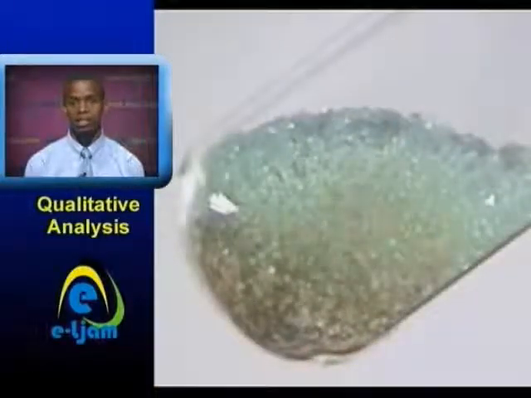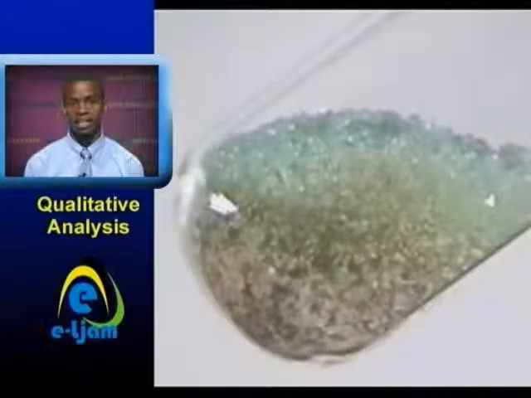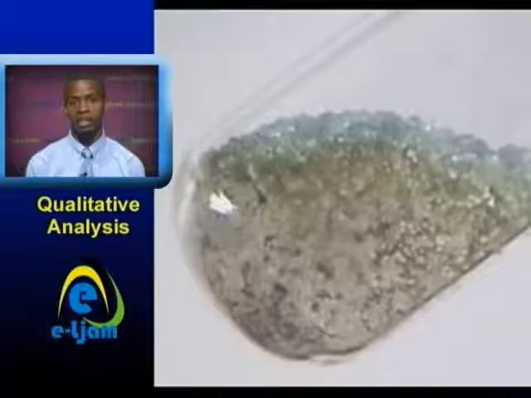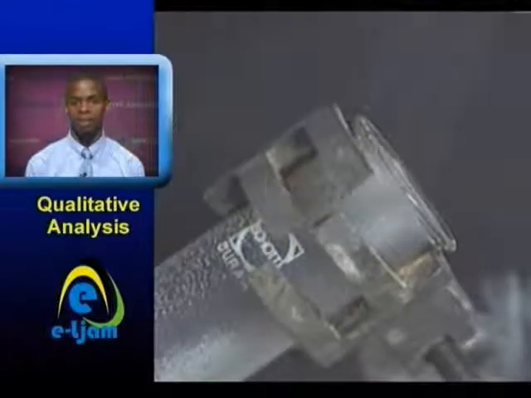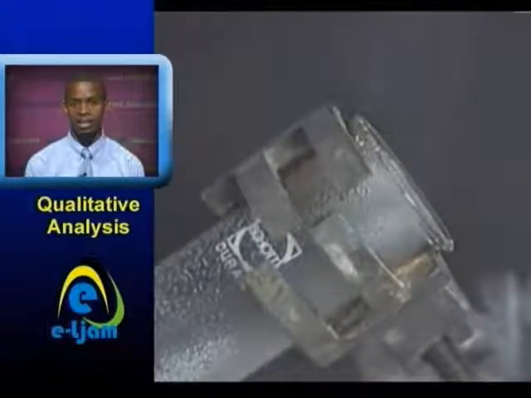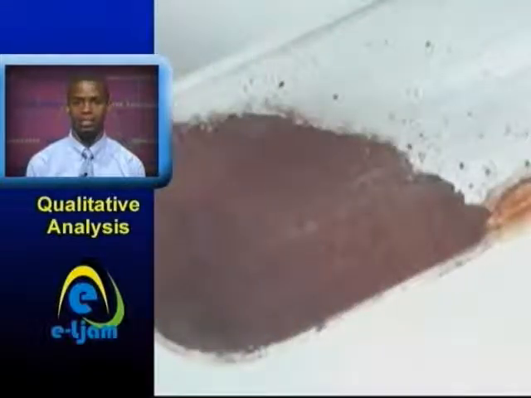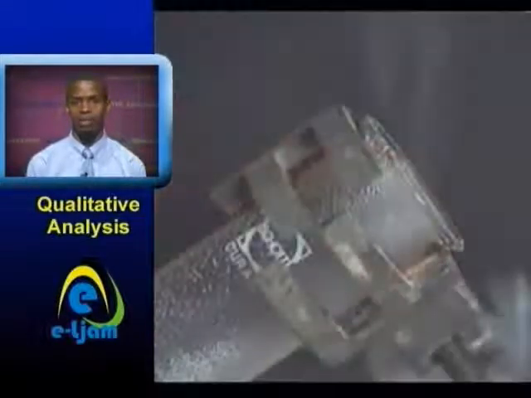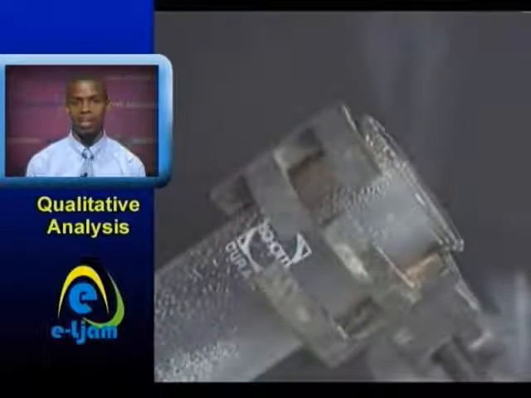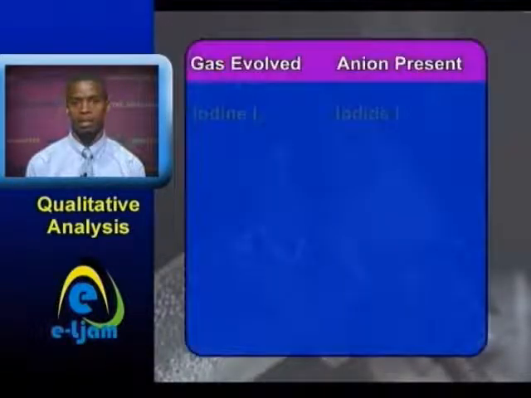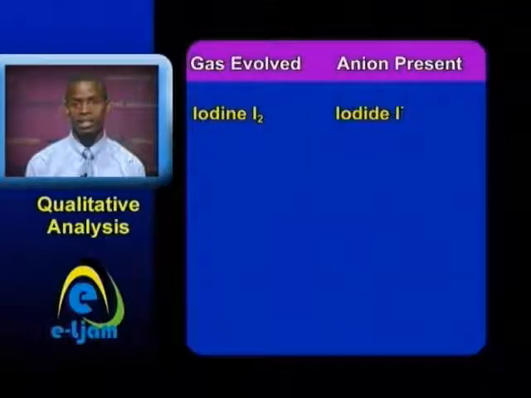Some hydrated salts will tend to dissolve in their water of crystallization, forming a saturated solution which, on further heating, produces water vapor, which sometimes condenses on the cooler part of the test tube and the solid reforms. The presence of water could also mean the presence of a hydroxide, as they thermally decompose to produce water and the metal oxide. The evolution of iodine indicates the presence of an iodide.